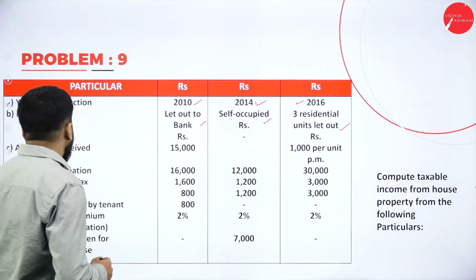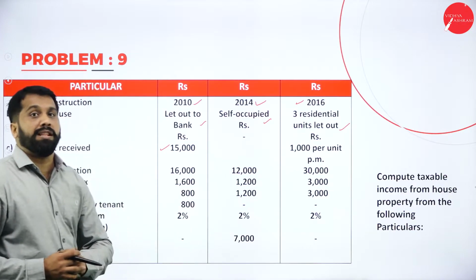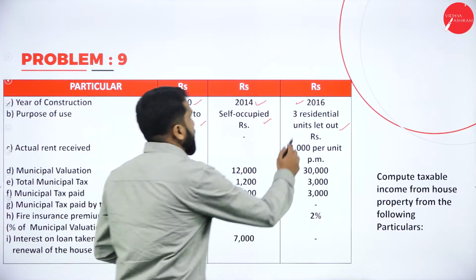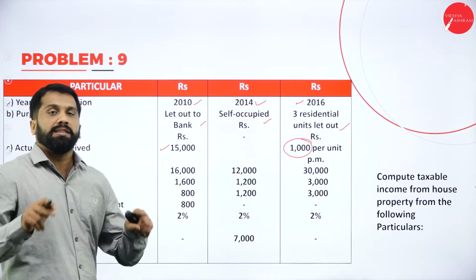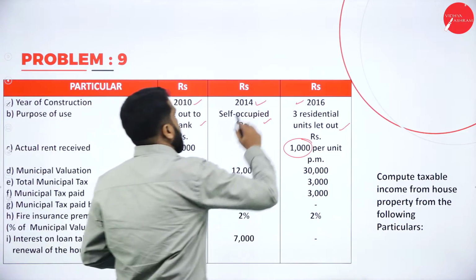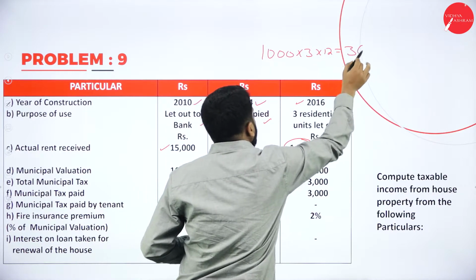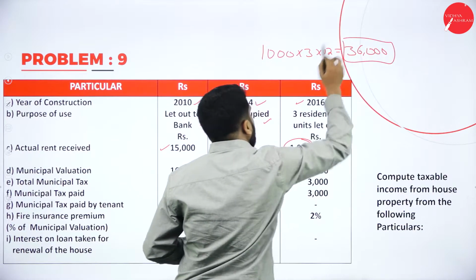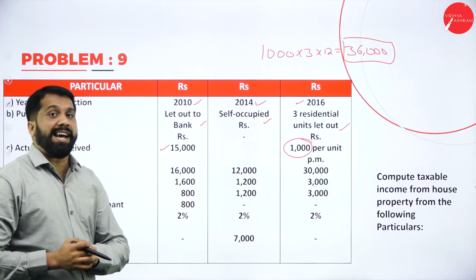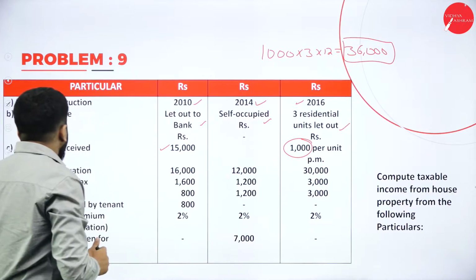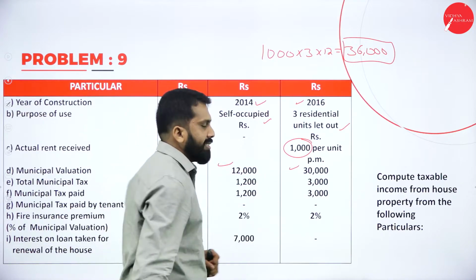Now, in this, actual rent received is 15,000. Self-occupied means the rent will not come at all. Then, if it is residential, it is 1,000 per unit. How many units are there? Units means your buildings. You have 3 buildings, so 1,000 into 3. Number of months? 12. So it will be 36,000: 1,000 into 12 into 3 units, 3 houses. That is the actual rent received. Then your municipal valuation for the particular houses is 16,000, 12,000 as well as 30,000.